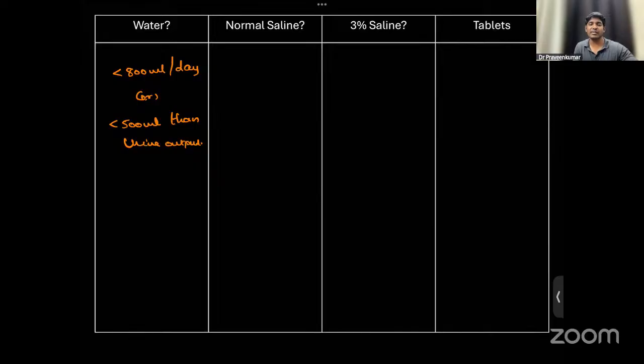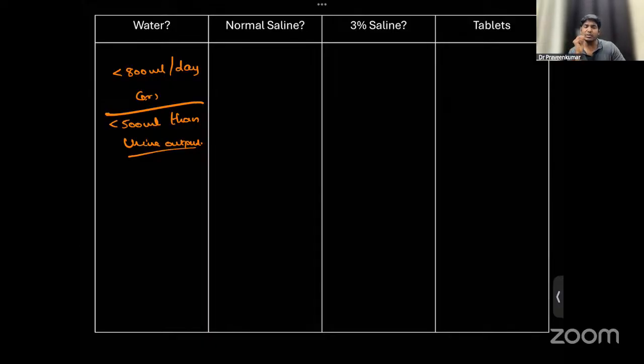Okay, so this is what we say. If urine output is 1 liter, then you give 500 ml, or overall it is 800 ml. So less than 800 ml, or urine output plus less than 500 ml. Two criteria. For example, if urine output itself is 500 ml, then you can't ask the patient to not drink water at all. That is impossible. If the urine output is pretty high, 1.5 liters, then you can go ahead with this. So this is how you restrict water.